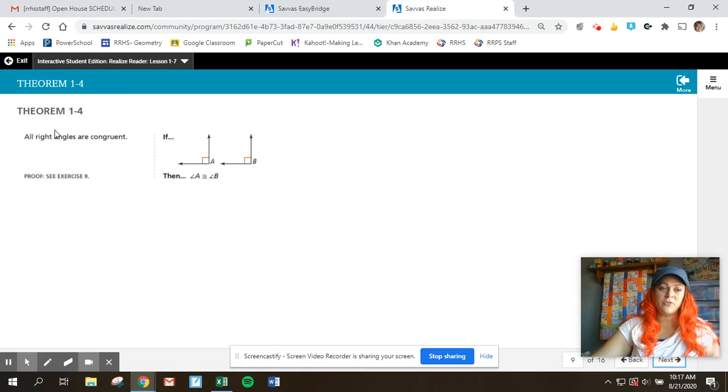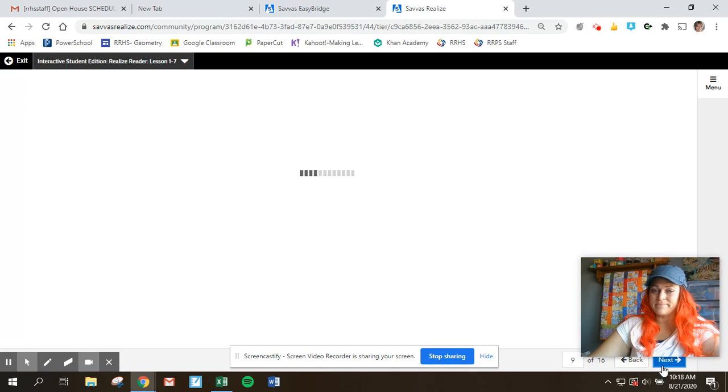All right, theorem 1-4. This theorem says all right angles are congruent, which logically I hope makes sense. Angle A is 90 degrees. Angle B is 90 degrees. So if A equals 90 and B equals 90, shouldn't they equal each other by the transitive property? Yeah, so they do. So all right angles are going to be congruent. They're going to be 90 degrees.